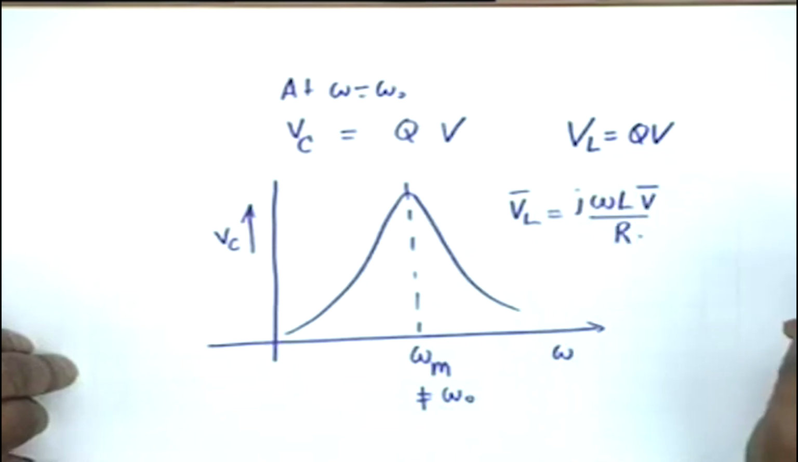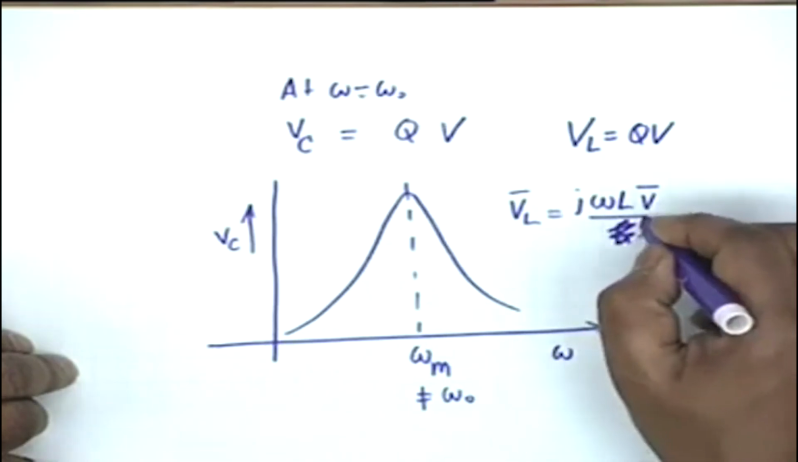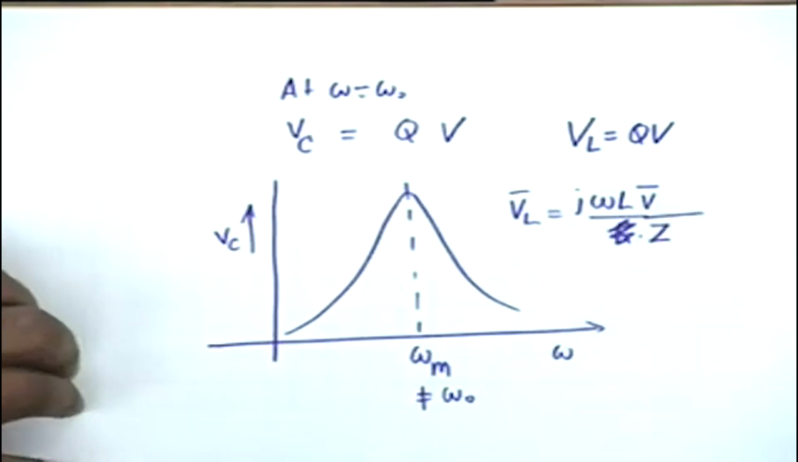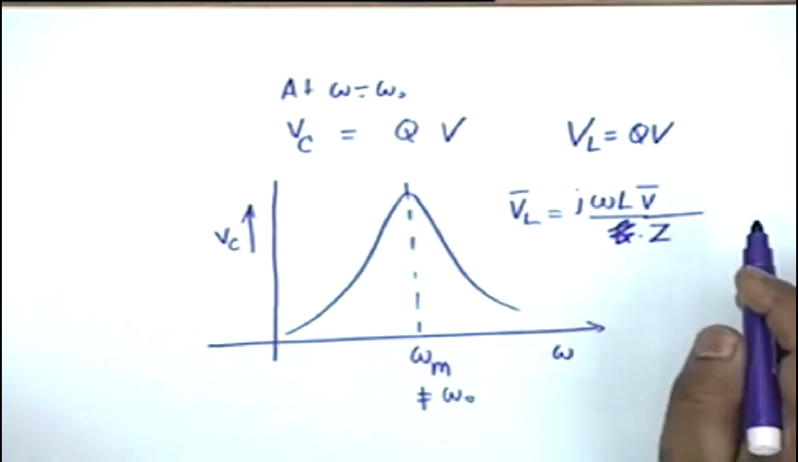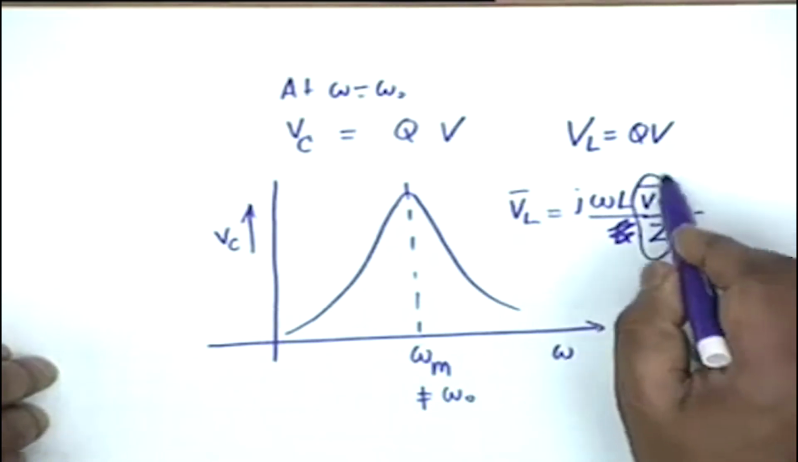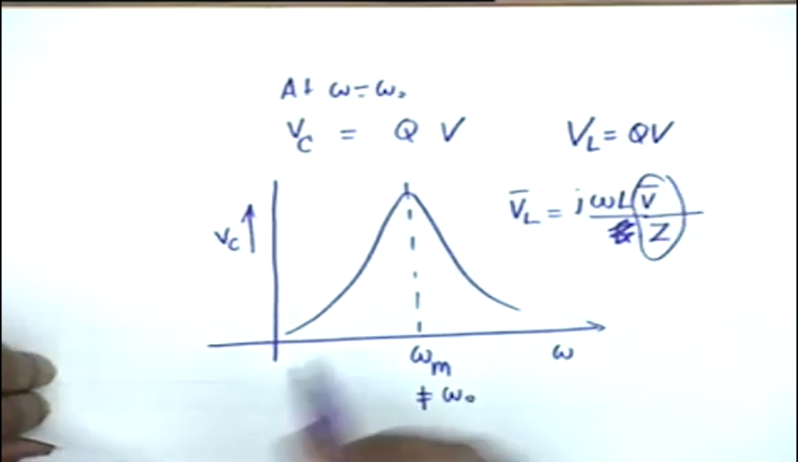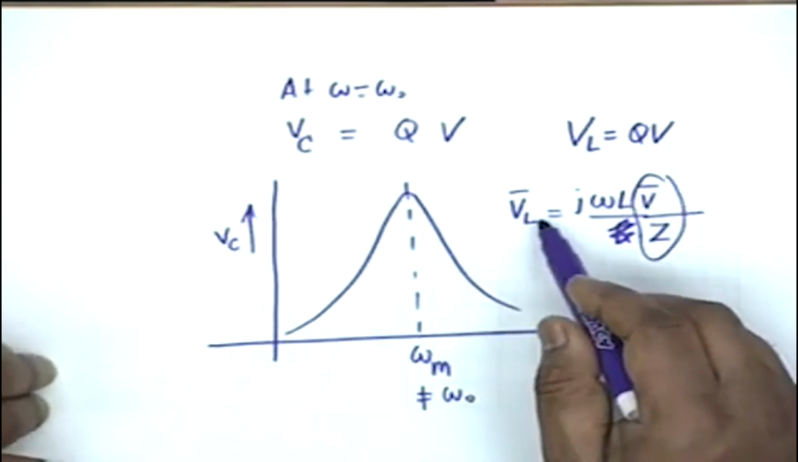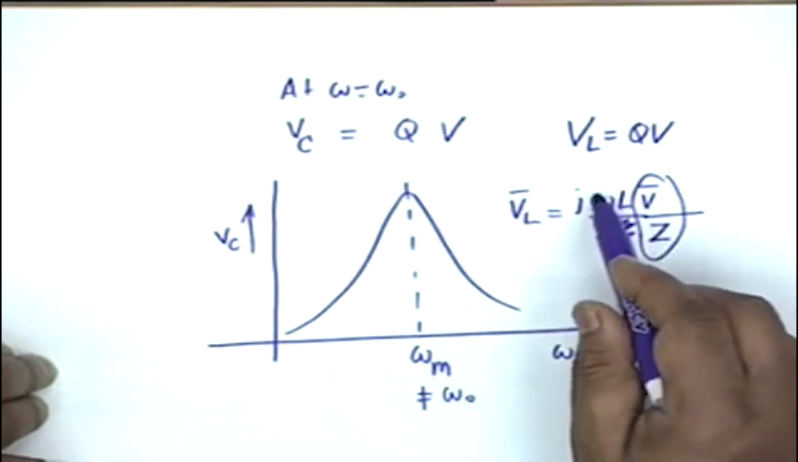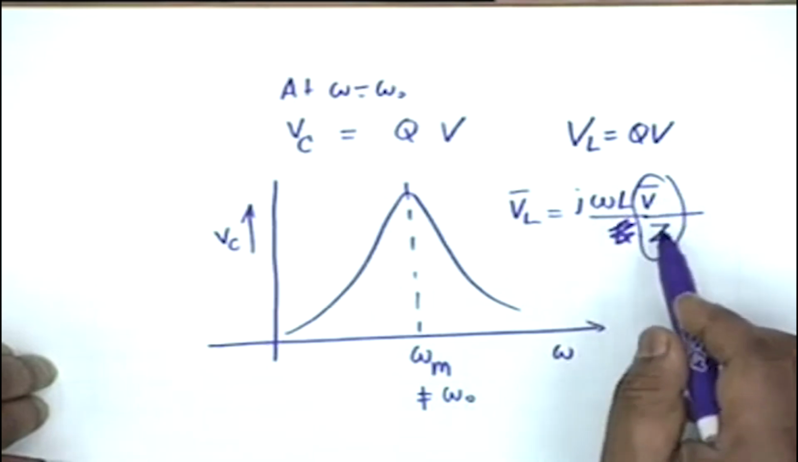No, I beg your pardon. In general, it is Z. In general, the current phasor is V by Z, the impedance, and the voltage across the inductance is equal to j omega L, its impedance, multiplied by the current.